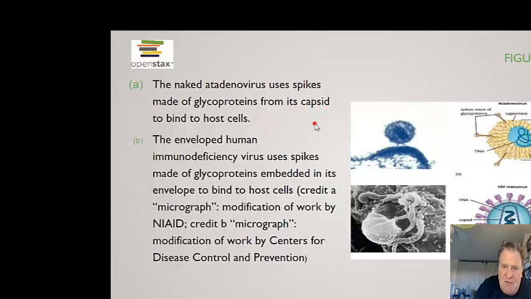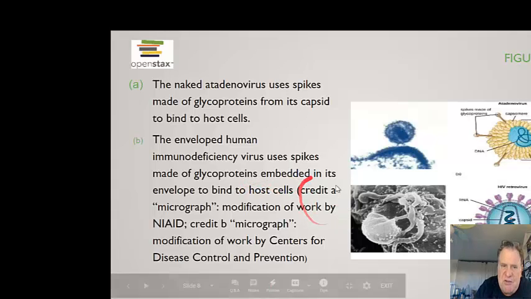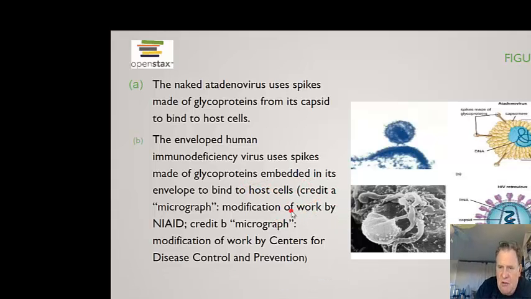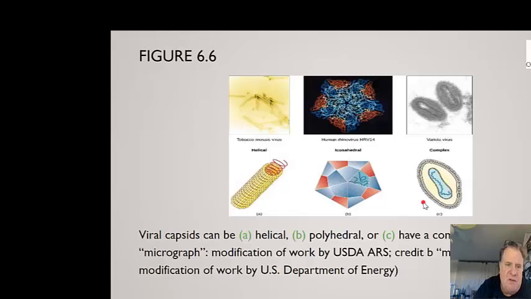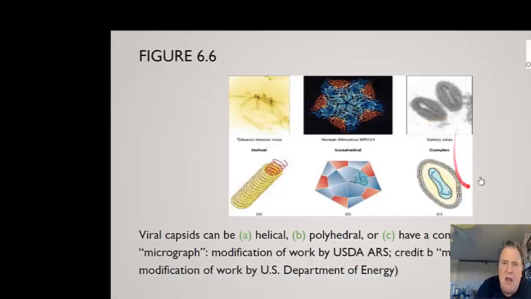Again, we have different types of viruses that are dependent on their structures. Adenoviruses use spikes made of glycoproteins from a capsid that bind to the host cell, and these form the attachments that are on here. The enveloped immunodeficiency viruses use spikes made of glycoproteins to embed their envelopes to their host cells. And these are the spikes that are in here. COVID has a spike that we use. These viral capsids, depending on how they're produced, can be helical or polyhedral, or they can have a complex shape. So we're looking at this through the electron micrograph.